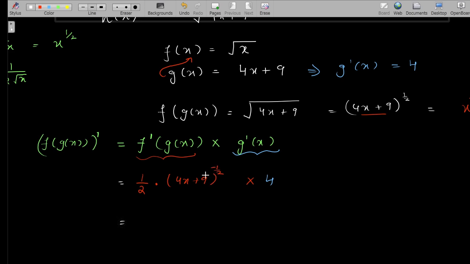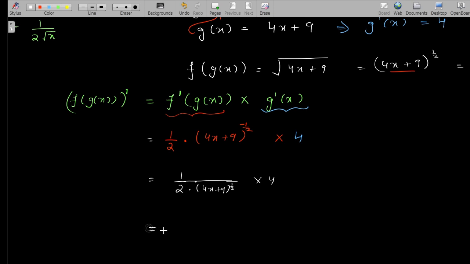This is a negative exponent, make it positive. This is 1/2 times. So how will you make it positive? This will go in the denominator: 4x plus 9 raised to 1/2 times 4. Now it's just pure algebra. And 1/2 is what? Square root. So 1 over 2 square root of 4x plus 9 times 4.